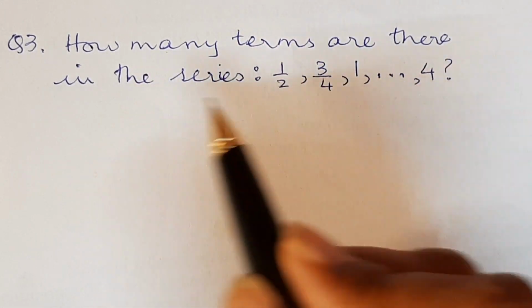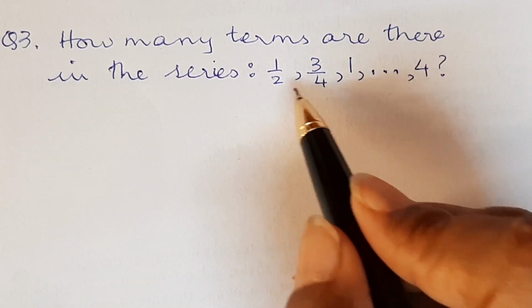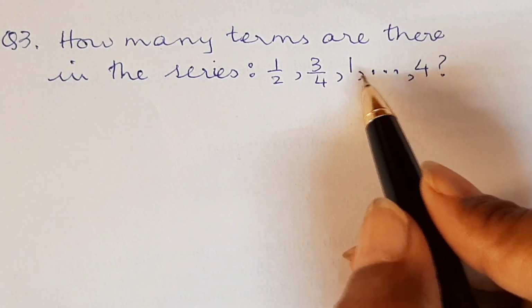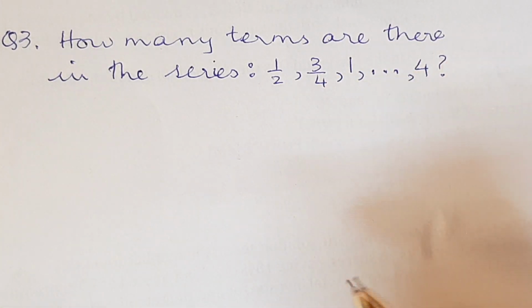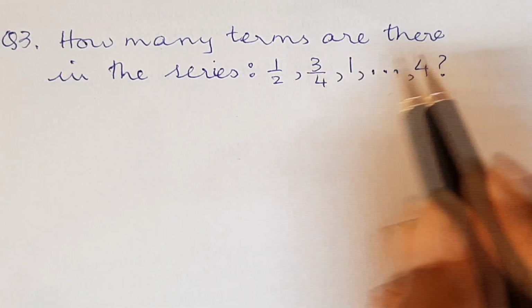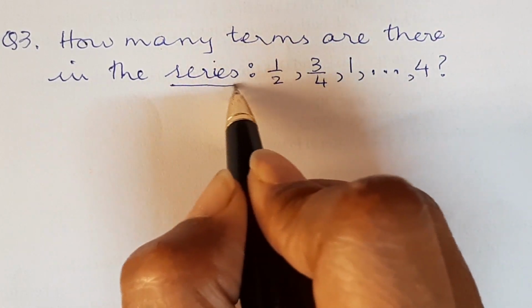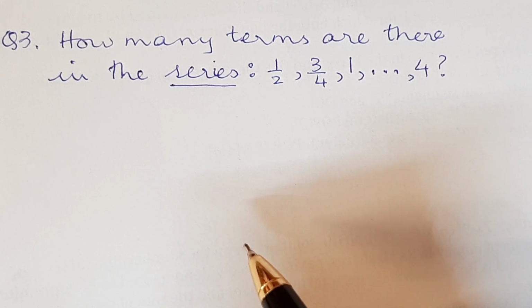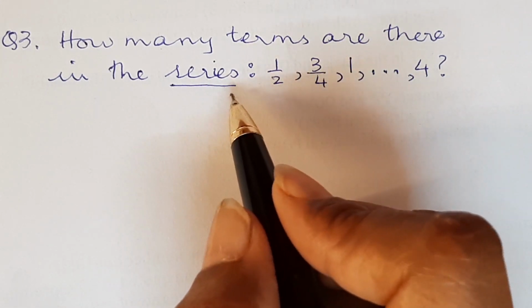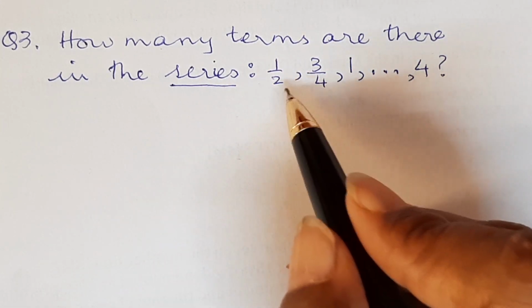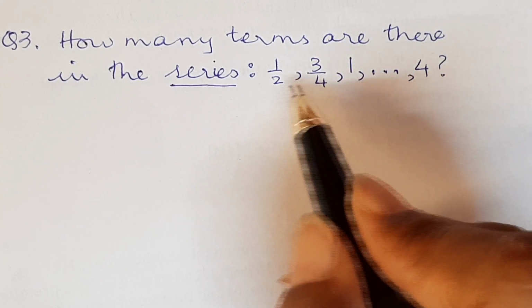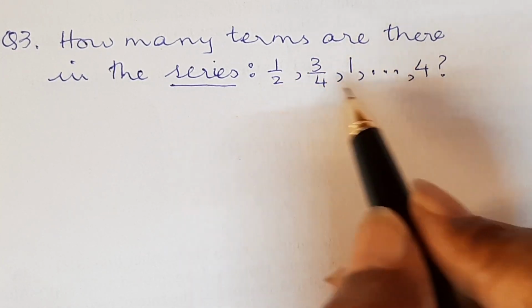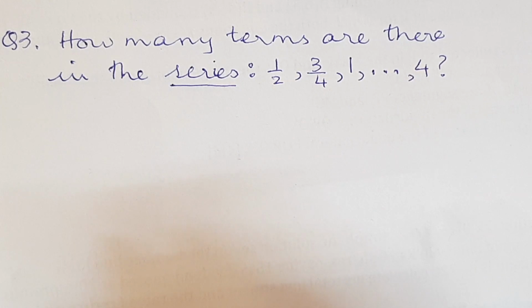Let us come to the third question. How many terms are there in the series half, 3/4, 1, ... up to 4? Now here they have told that it is a series. We haven't been told that it's an AP. Now if it's an arithmetic progression, the common difference will be the same, which means the difference between two consecutive terms throughout is going to be the same.